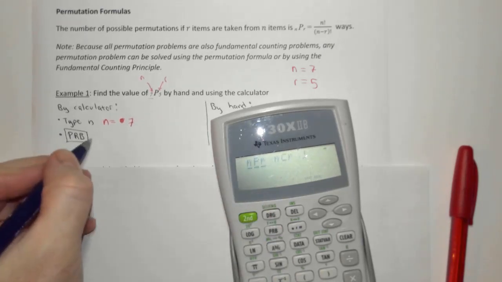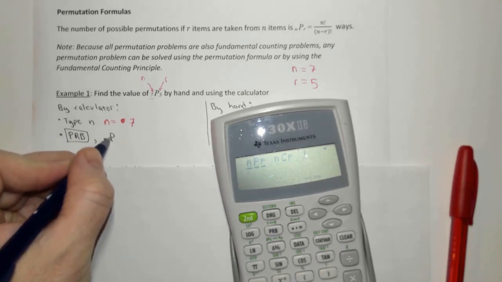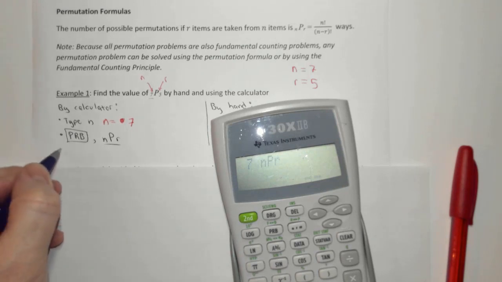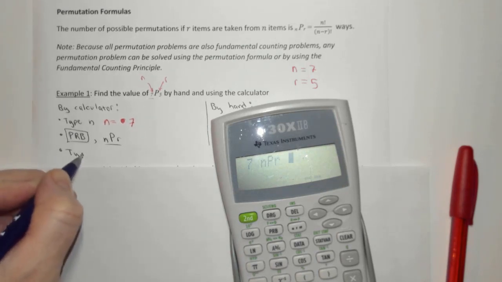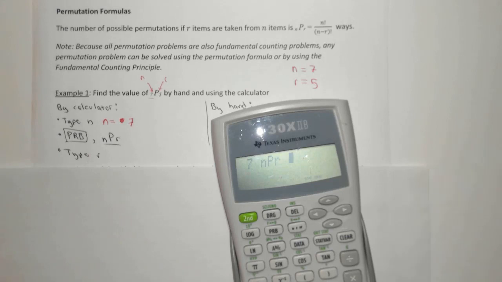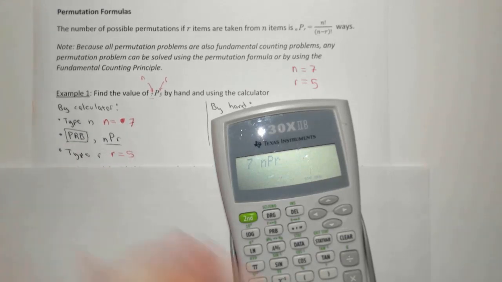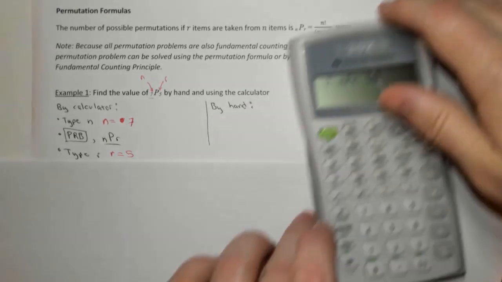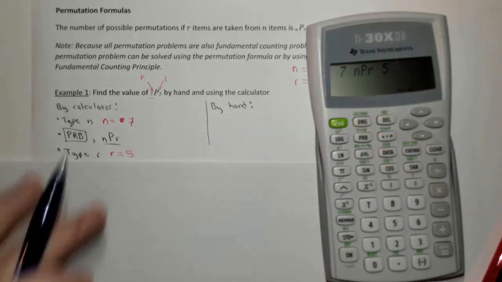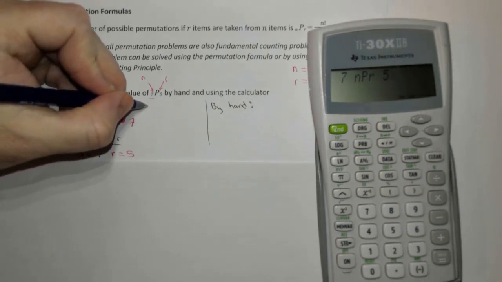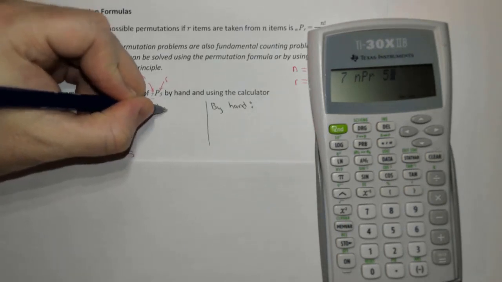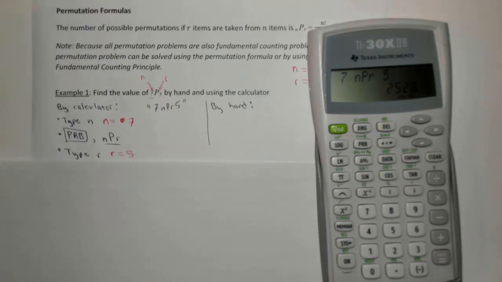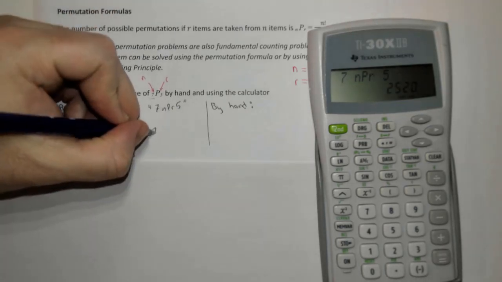Here we have nPr. Okay, and then we're going to type in r, which in this case, of course, r is 5. So on the calculator, it looks like 7 nPr 5. All right, and you get 2520.